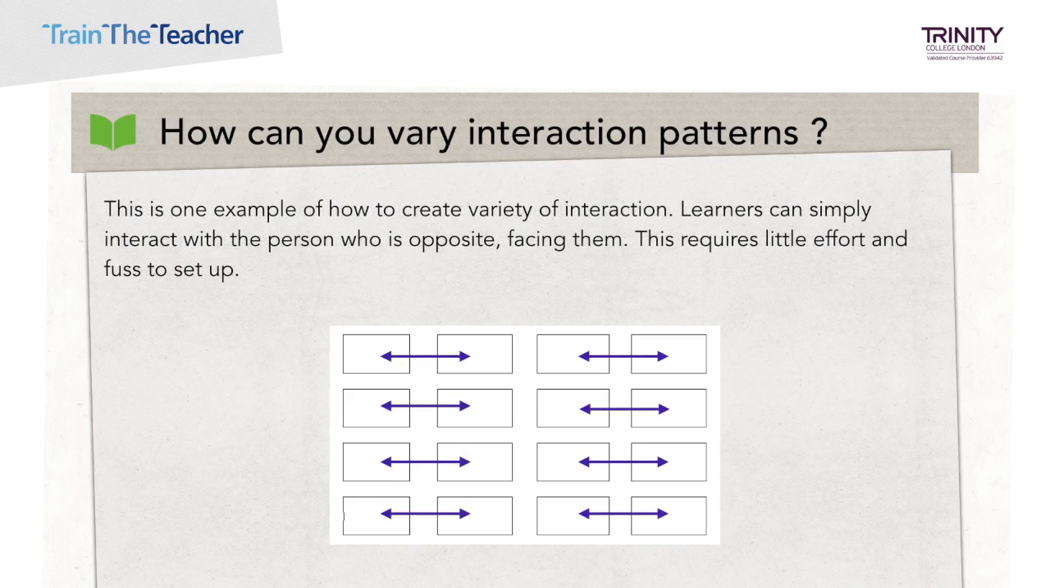Here's one example of how to create a variety of interactions. The arrows indicate the direction of the interaction. In a sense, we're looking at pairs. Learners can simply interact with the person who is opposite facing them. This requires very little effort and fuss to set up.